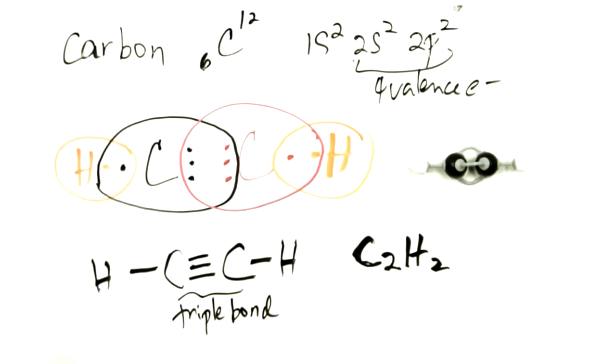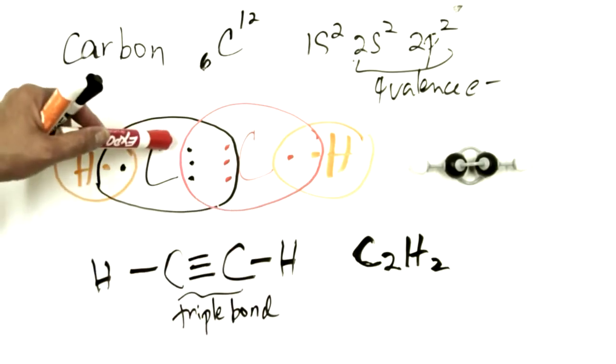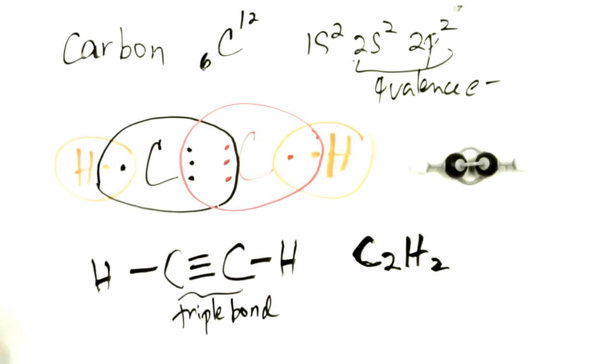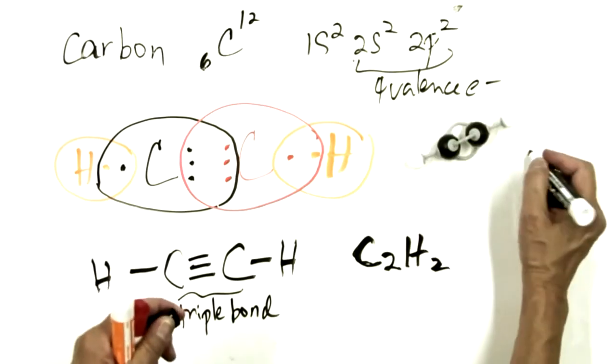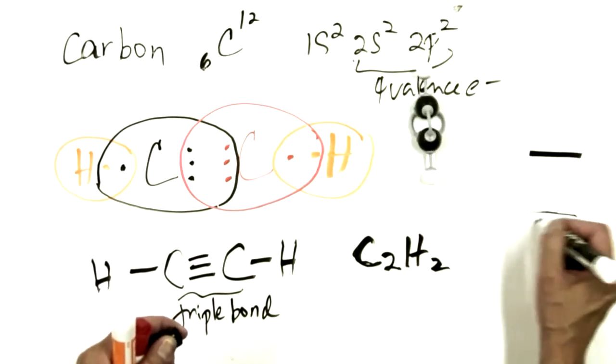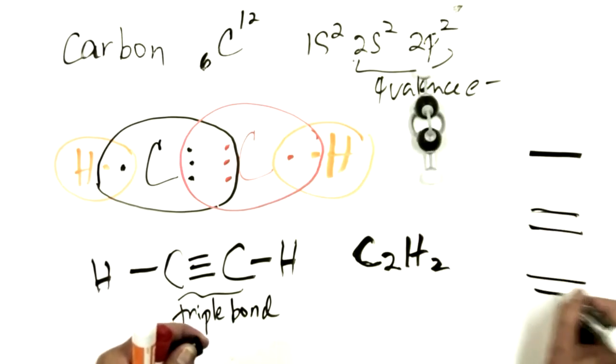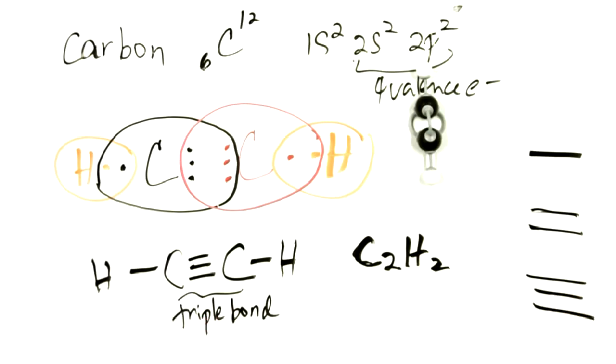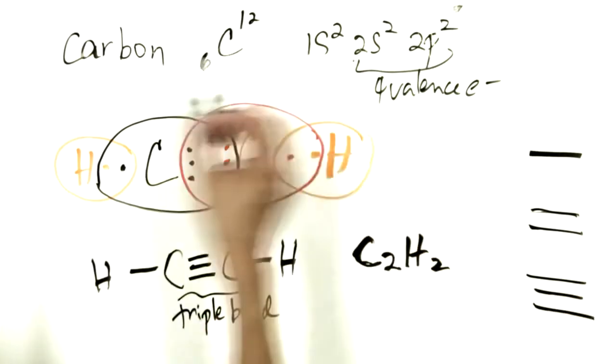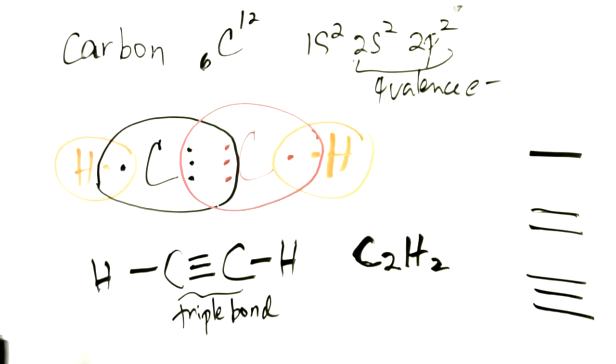So just to summarize, now carbon is a very special atom. It can form a single bond, it can form double bonds, it can form triple bonds, depending on the atom it is sharing electrons with. So I will pause here, and let us look at some more examples of covalent bonds.